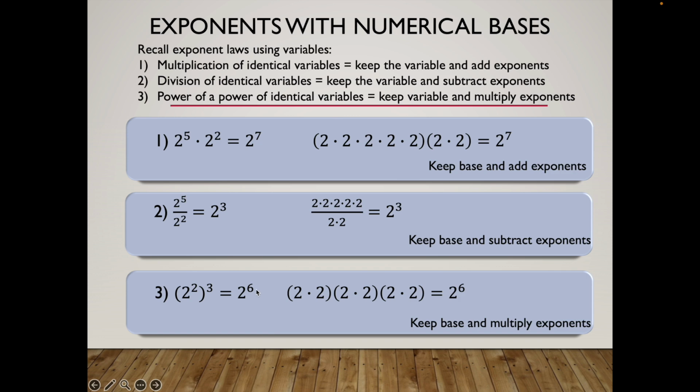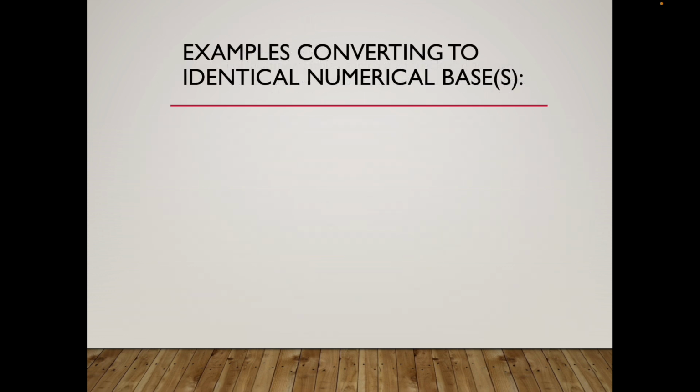I'm going to get 2 to the power of 6. To prove it to you, (2 to the power of 2) 3 times looks like this. And if I add the number of 2's that I see, it gives me 2 to the power of 6. So once again, you're keeping your base and you're multiplying your exponents.